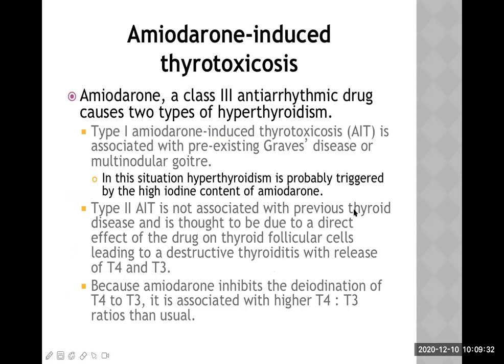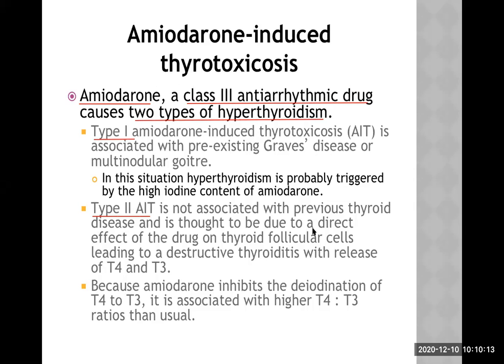Now, another is drug-induced thyrotoxicosis, and one of the drugs which is very commonly implicated here is amiodarone. Okay, amiodarone. So let's talk a little bit about that drug, how it causes hyperthyroidism. Amiodarone is a class 3 antiarrhythmic drug. You all know that. It causes two types of hyperthyroidism. These are called type 1 and type 2. Type 1 amiodarone-induced thyrotoxicosis and type 2 amiodarone-induced thyrotoxicosis.